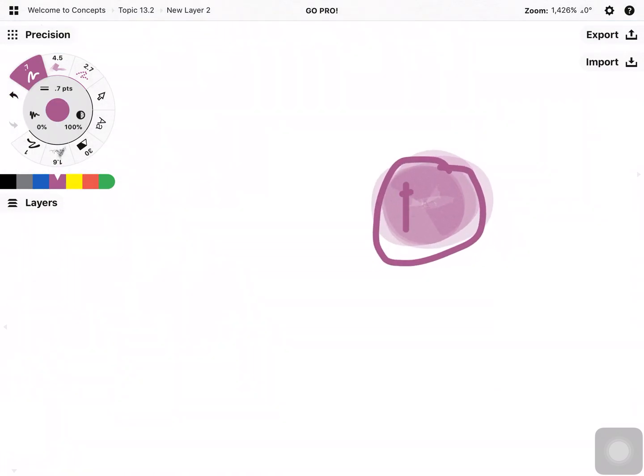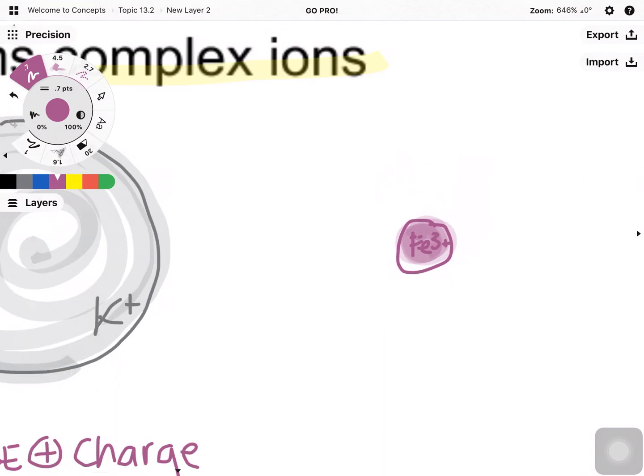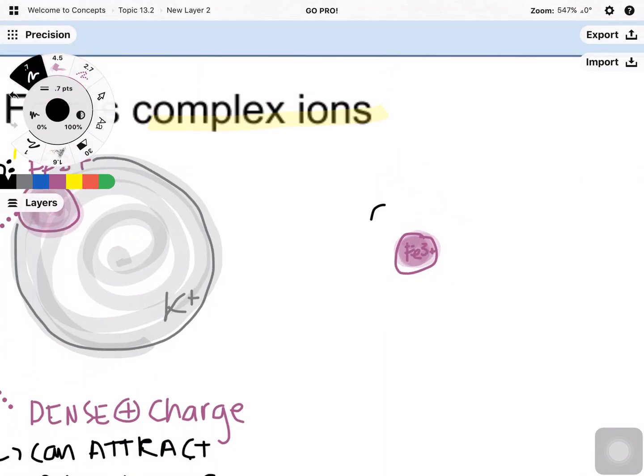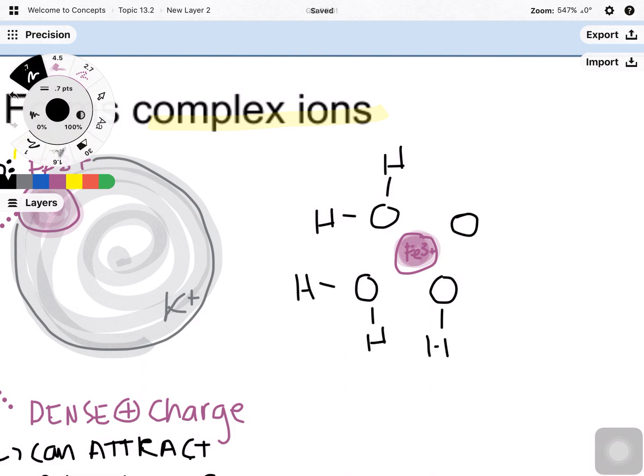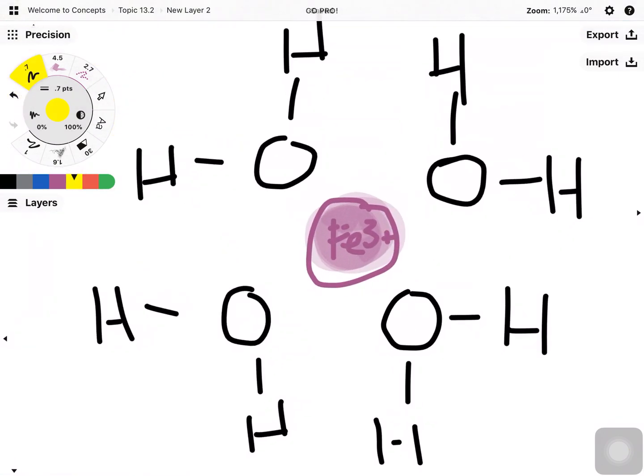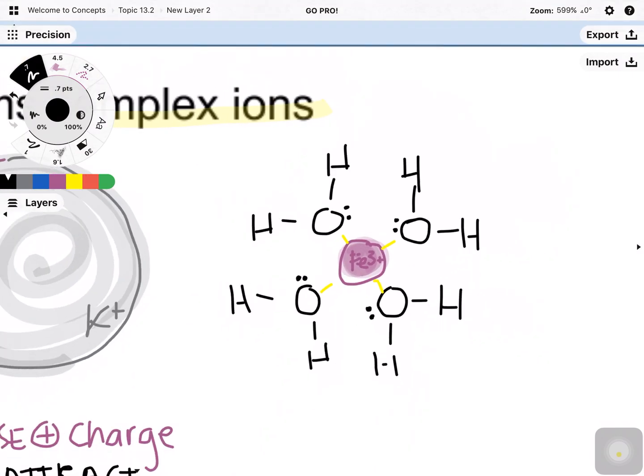So again, this is iron 3 plus. And what it can do is it can attract 4 different water molecules. 1, 2, 3, 4. And form a complex ion. So we have our 4 oxygen molecules. Now, each of these water molecules has an oxygen that actually donates 2 of its electrons to form that bond. The other 2 electrons are just left on the oxygen. So it actually forms a bond by donating the 2 electrons to iron.